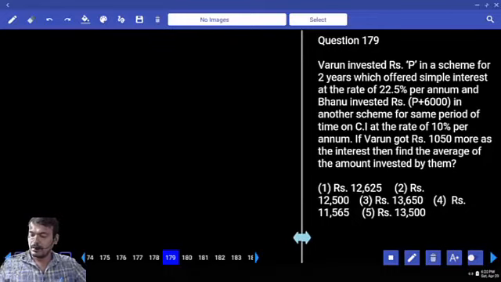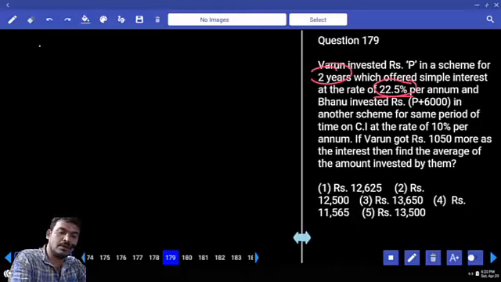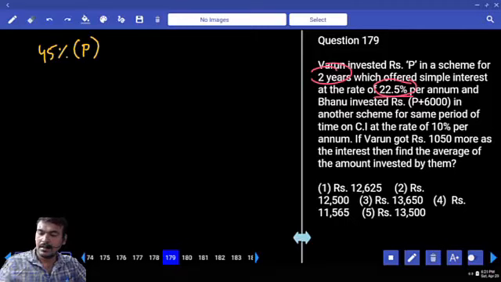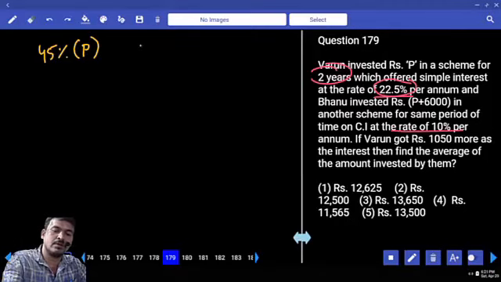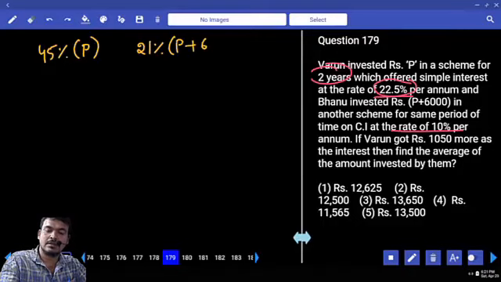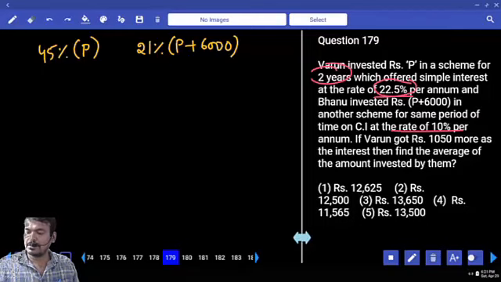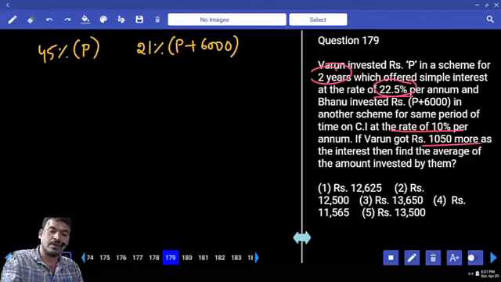For the first case, simple interest or compound interest? Simple interest, 22.5%, how many years? 2 years. For the simple interest, 45% of P value. Second case, compound interest 10% for 2 years, that is 21% of P plus 6,000. And the first one compared to the second one, how many rupees of interest are extra? 1050. Means these two interests' difference is how many rupees?